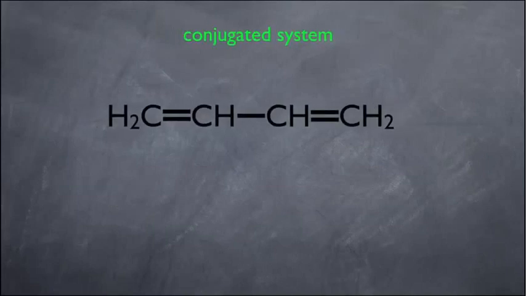Here's a conjugated system, the simplest one. And remember, conjugated systems are simply alternating double, single, double bonds. Sometimes they're triple, single, triple, or triple, single, double. Just alternating multiple bonds. So this is the simplest conjugated system.